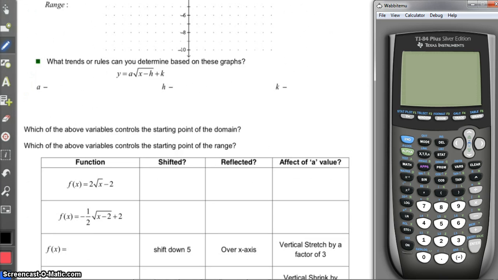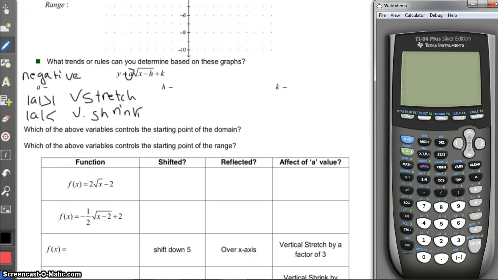So remember, the A will always tell you if it's greater than 1, for example a 2, then there will be a vertical stretch. Now, if A is a number less than 1, then you know that there's a vertical shrink. Now, if A is negative, then there's going to be a reflection over the x-axis. Remember that. This is from before.